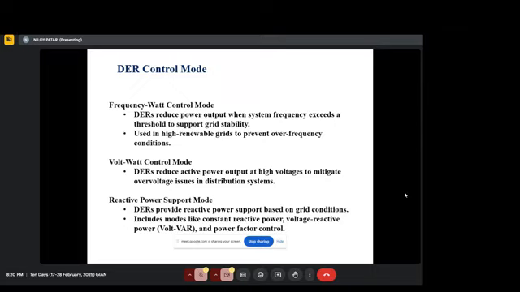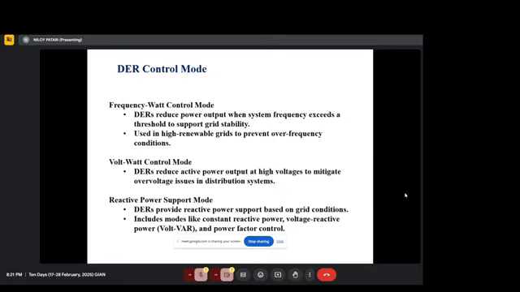Reactive power support mode is another ancillary service that DERs can provide to the grid. If you have to do power factor control, or if you have to boost the voltage at a certain section of the feeder or the power grid, then you can tell that DER to inject or absorb reactive power, and then you can stabilize the grid according to the needs that you have, right?